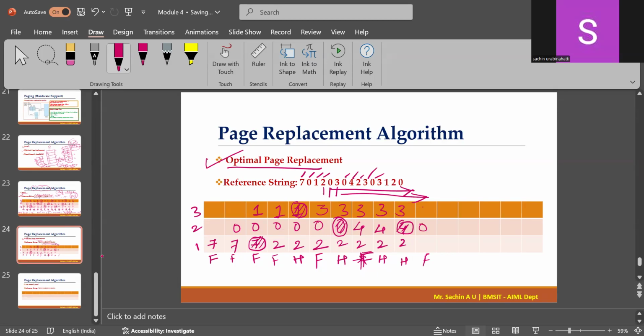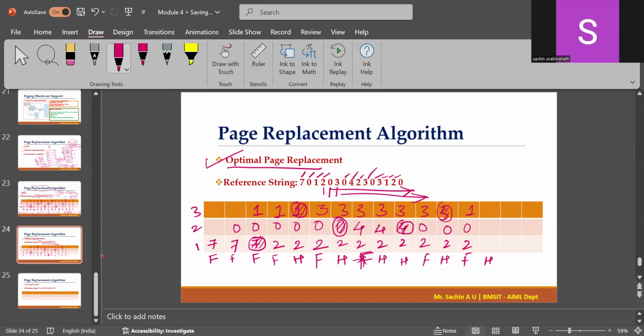Correct? Fine. So after 0, which is the next page request, 3, yes, 3 is present, so I will mark it as a hit. And after that 1, is 1 present? 1 is not present, so I will mark it as what? Fault. But where should I place this 1? If you see here, 2 is used very shortly, 0 is also used, 3 is not used. So instead of 3, I can place here 1.